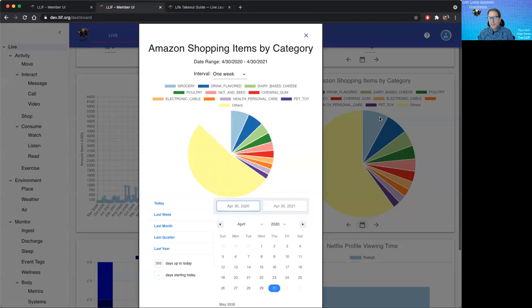And Amazon shopping by category. This is number of items. So, drink flavor mix is not what I'm spending most of my money on, but it's a lot of items. And chewing gum is another one of those things.